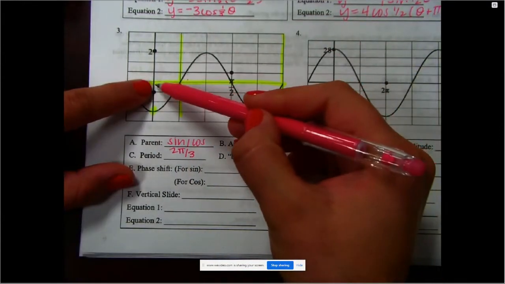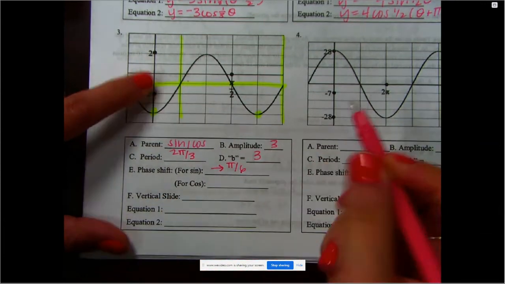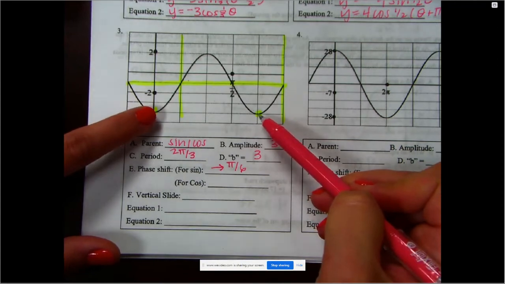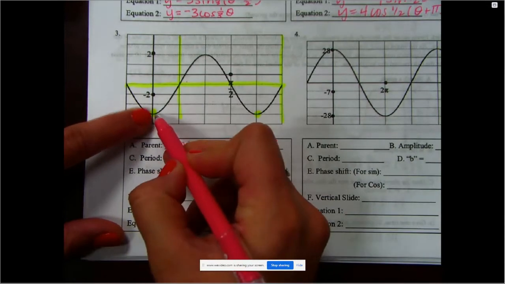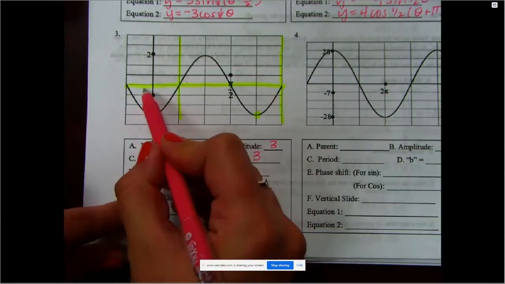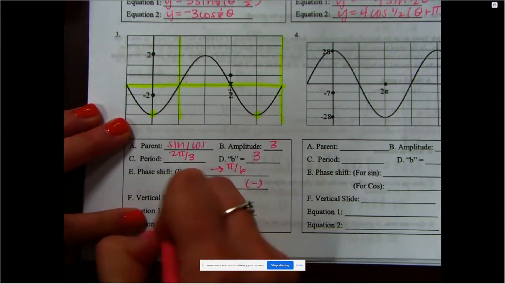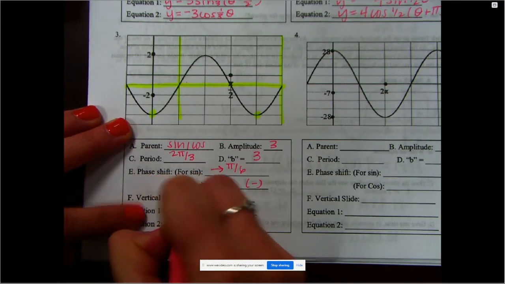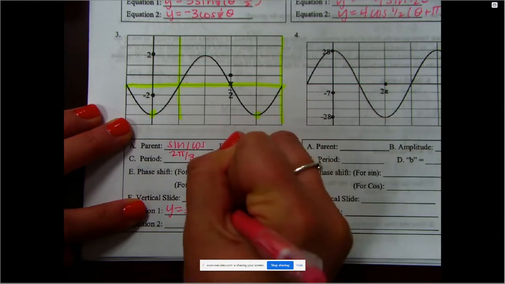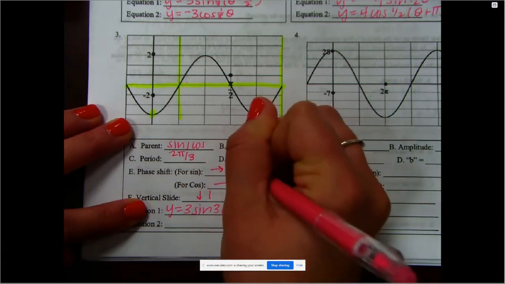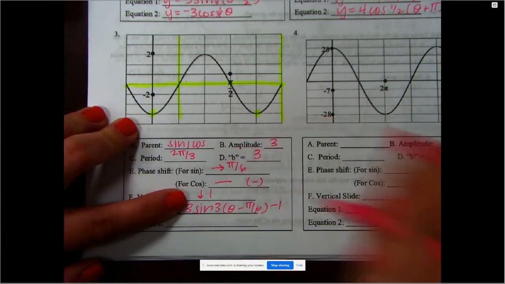My phase shift for sine is to the right one line, so to the right, pi over 6. My phase shift for cosine starts on 0, so there is no phase shift, but remember it's negative because we started at a minimum. Vertical slide, we went down 1. Okay, let's do sine first. It doesn't matter which one you do first or second. Y equals 3 sine, b is 3. Theta, it was to the right pi over 6, so minus pi over 6, and then down 1.